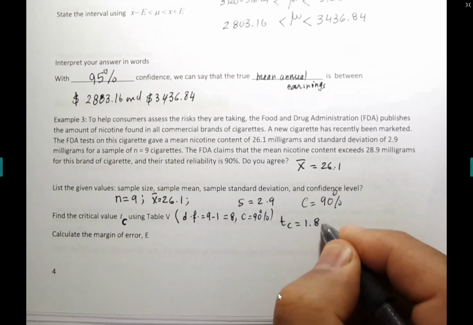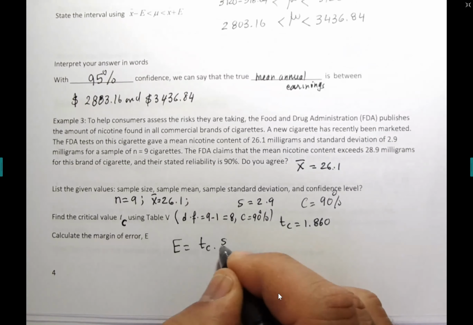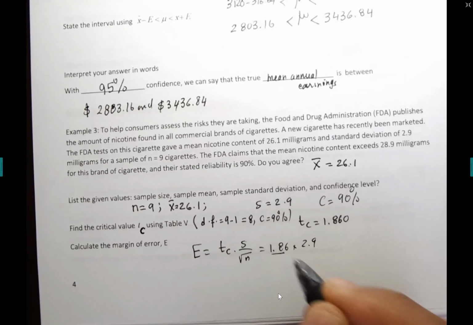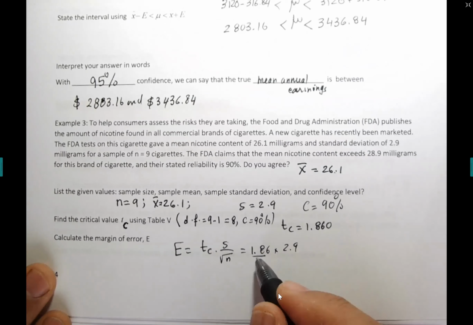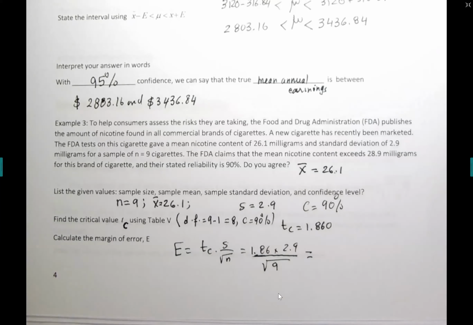Very good. Yeah, I know it's on the screen, it's not very clear. So E, guys, is TC times S over square root of N. 1.86 times S, 2.9. Not everything that comes from the FDA is correct, guys. So probably they're wrong here. We'll see. That will help the cigarette company. Over square root of N, which is 9. Okay, and if I do the math on the calculator, 1.86 times 2.9, then dividing by square root of 9, which is 3. So I got, guys, 1.798.